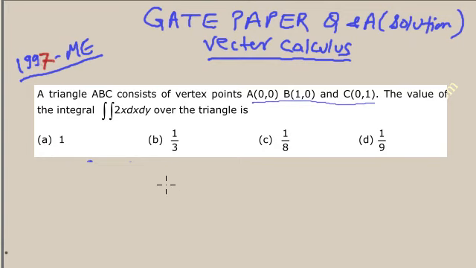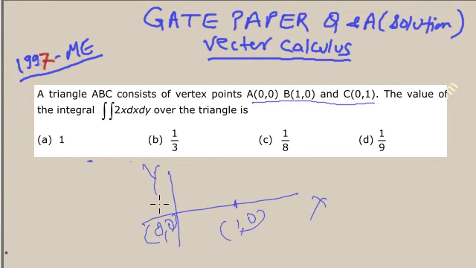If you draw the triangle, with x and y axes, the first point is (0, 0), the second point is (1, 0), and the third point is (0, 1). So this is the area for which you are required to find the double integration.